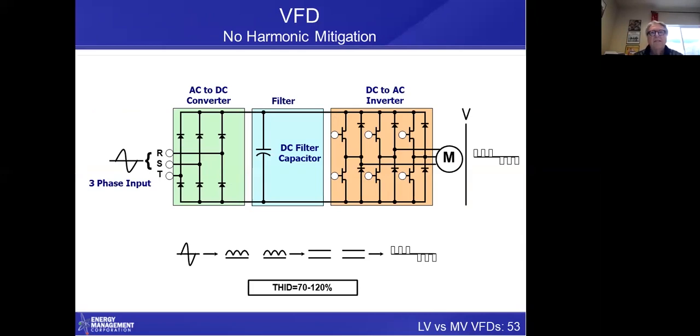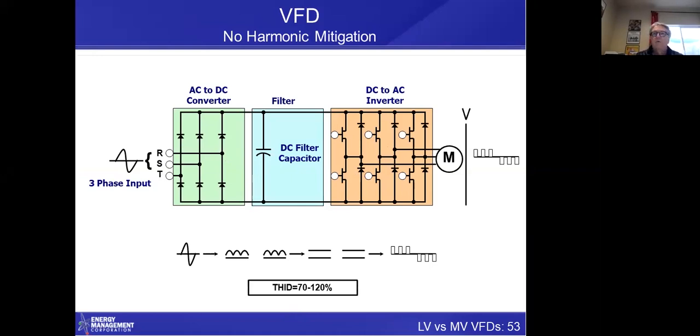Now, this is a standard drive. This is standard with all manufacturers of drives. You've got a converter, a DC link, and your DC to AC inverter. Your total harmonic current distortion on the bottom is 70, 80, 90, 100%. And so that's pretty bad. That means for every amp of current going to the motor, you have about another amp of high frequency noise being generated on your power distribution system.